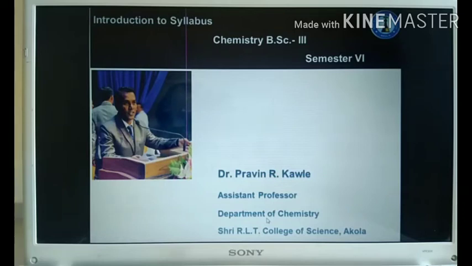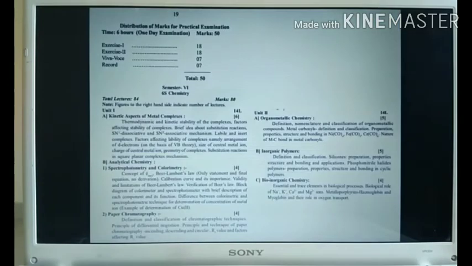Now let me begin discussing the syllabus of chemistry for semester 6. As you all know, in the semester 6 chemistry syllabus we again have 6 units. Unit 1 and unit 2 belong to inorganic chemistry, unit 3 and unit 4 belong to organic chemistry, and unit 5 and 6 belong to physical chemistry branches.